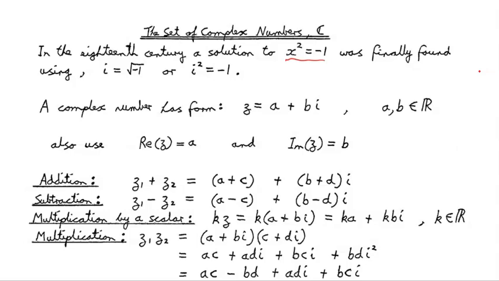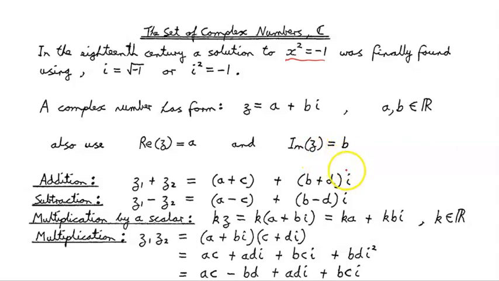A complex number has the form z equals a plus bi, where a and b belong to the real numbers. So they are real numbers. We also say that the real part of z is a and the imaginary part of z is b.